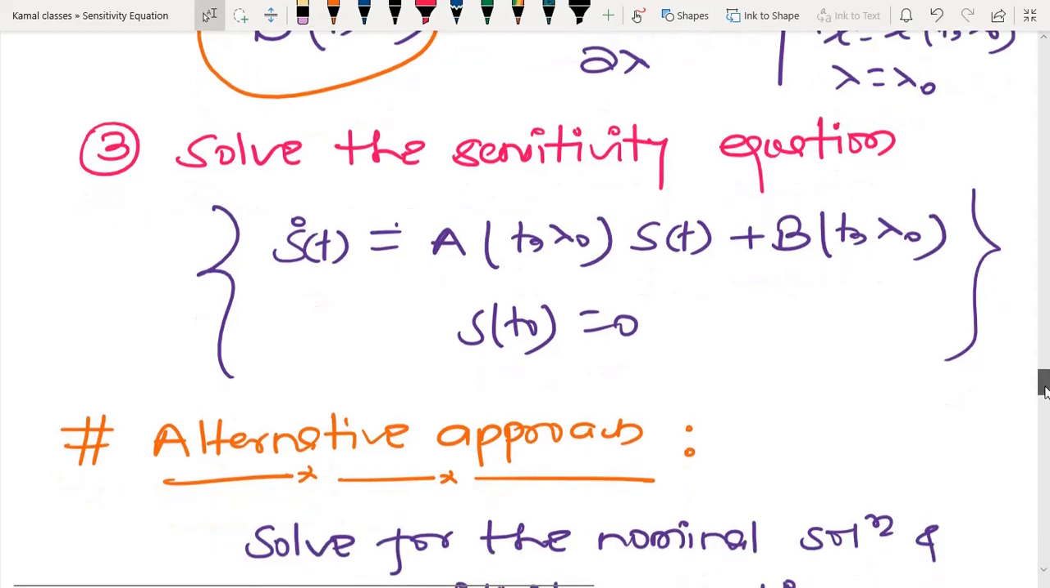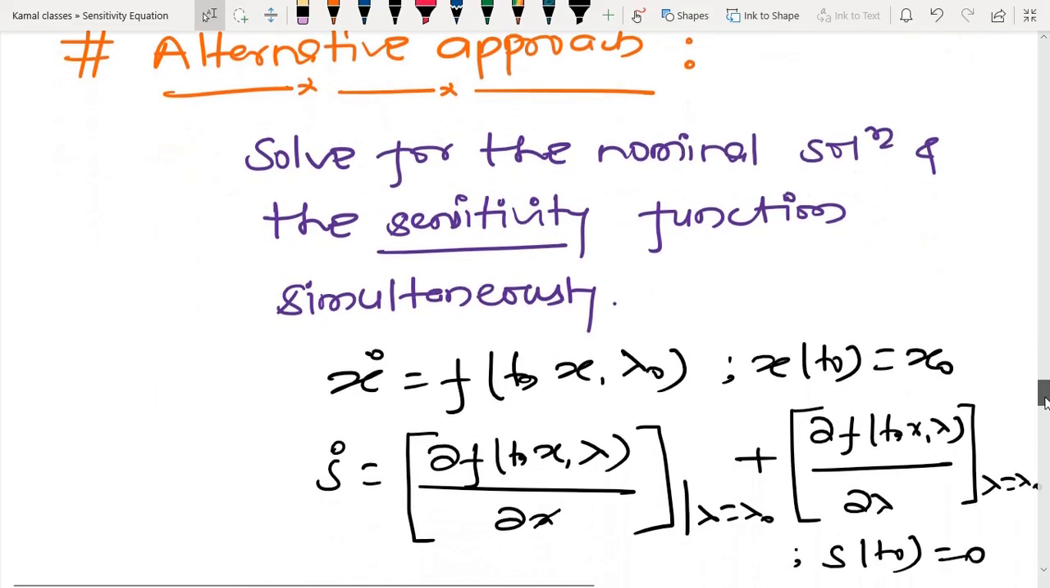Another way that is very, very simple: you know that you are going to start your system at S(t0) equal to x0, and you have some kind of nominal parameter.